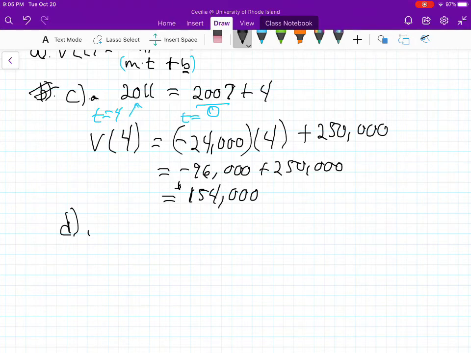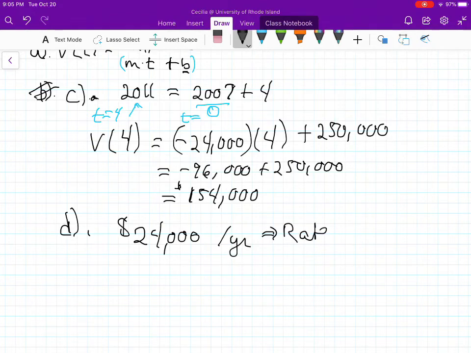So the rate of the linear depreciation is simply the slope. But because we use the word depreciation, we don't need to put a negative. So we just say the depreciation is $24,000 per year. Okay, so that can be a little confusing. We drop the negative because the word depreciation implies the negative.